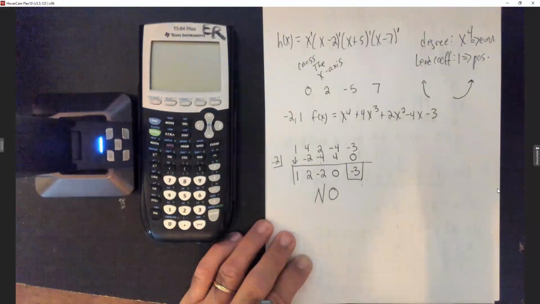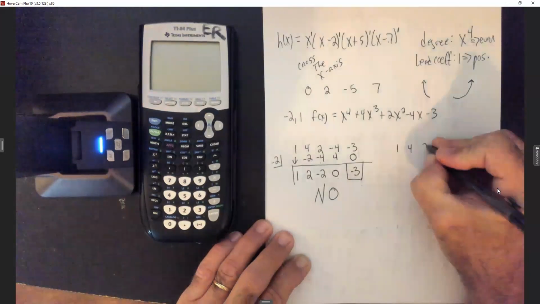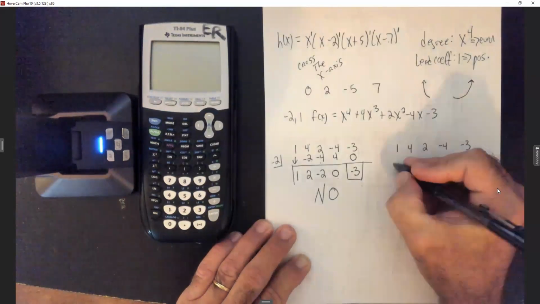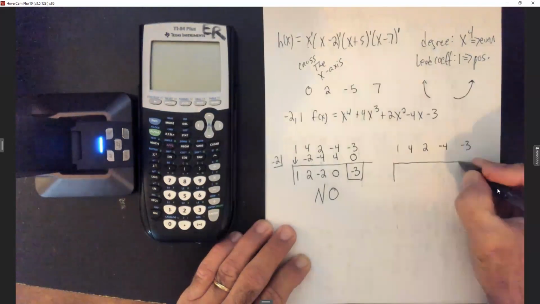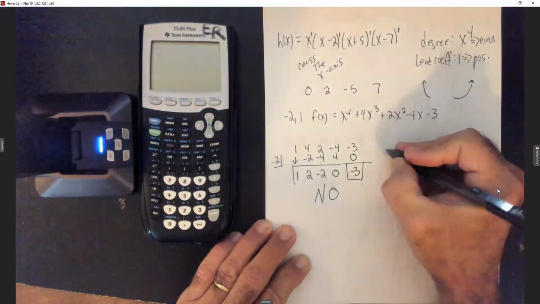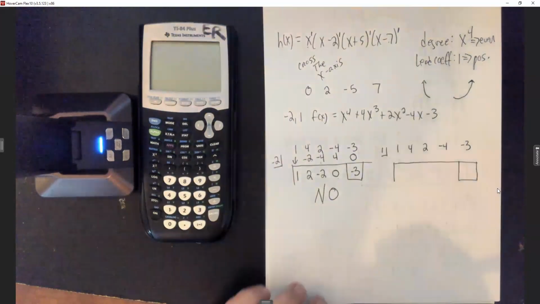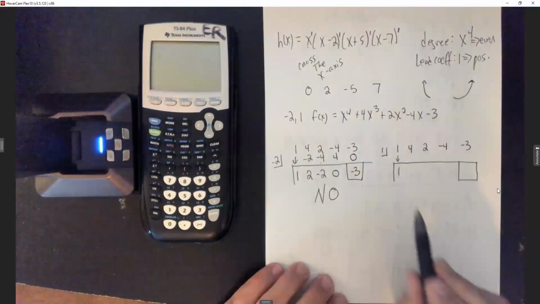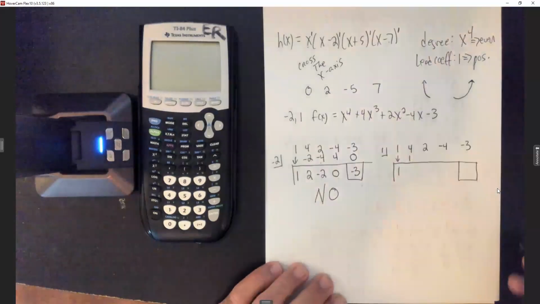All right, so let's write the numbers and check the next one. 1, 4, 2, -4, -3. Then I make my little box. And this time the number I'm checking is the 1. So the two numbers with the comma are the numbers they want you to check for on this, okay? Now we're going to do the same thing. The 1 comes straight down. 1 times 1 is 1. 4 plus 1 is 5.